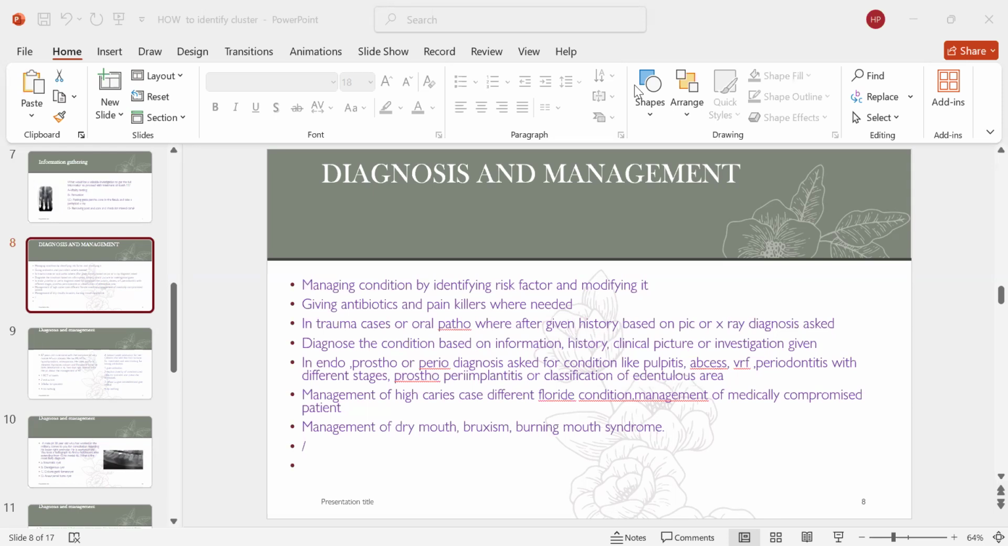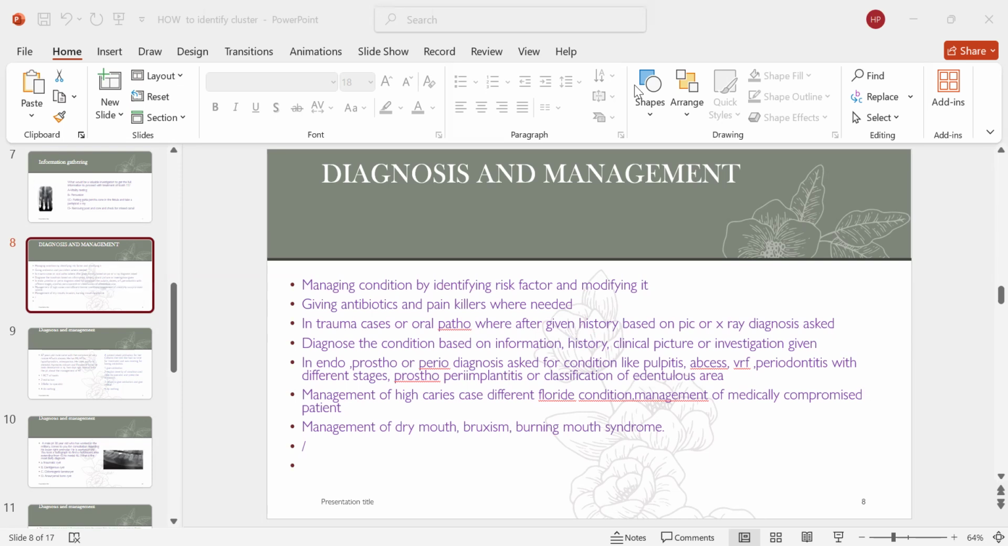Management of the medically compromised patient. The patient is on IV bisphosphonate. There is a mobile tooth. There is an abscess. Are you going to touch that patient? So all these things come to the diagnosis and the management part.